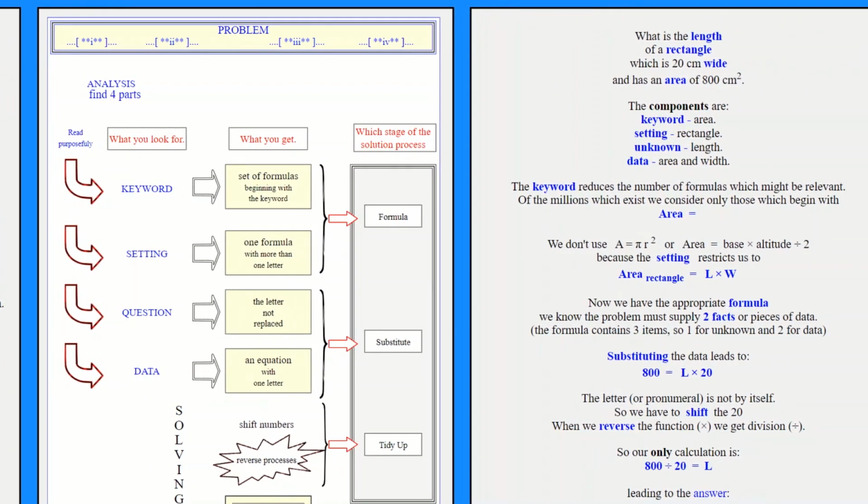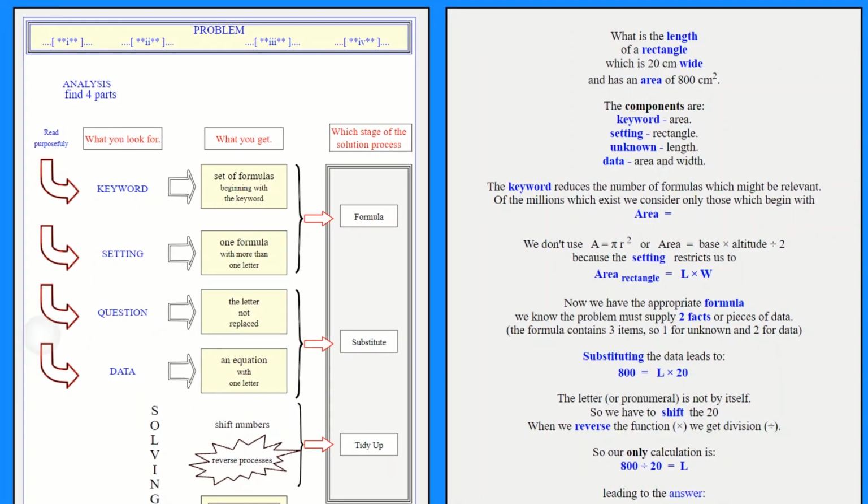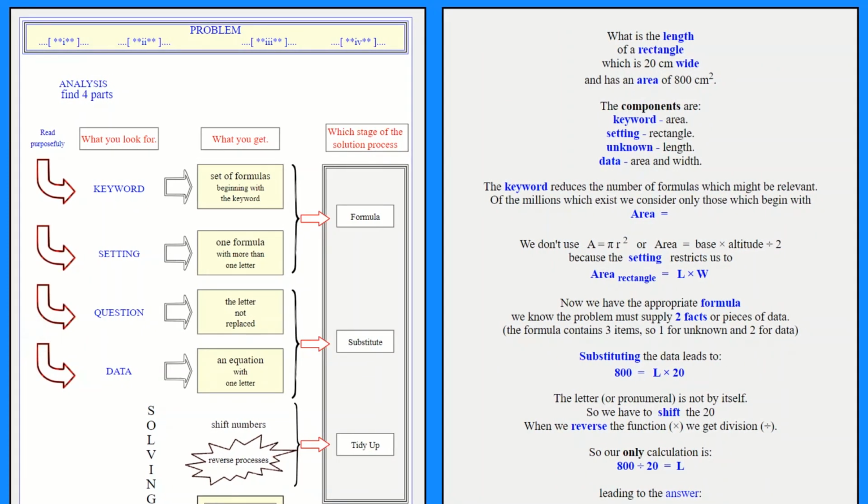Here is an example of applying it. The problem: what is the length of a rectangle which is 20 centimetres wide and has an area of 800 centimetres? So you can see the four components which were in our general representation: length, rectangle, width, area. Now the key words in that problem: area.